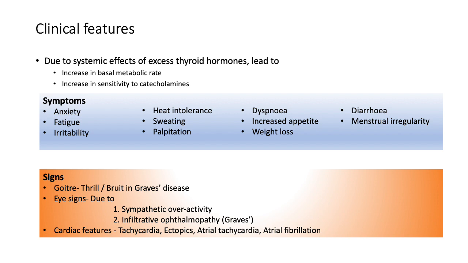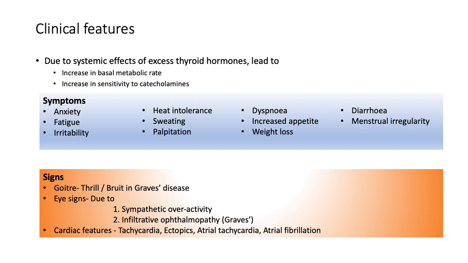Increased appetite and weight loss are paradoxical features. The other condition where this type of paradox occurs is diabetes mellitus. Thyrotoxicosis can also develop diarrhea and menstrual irregularity.